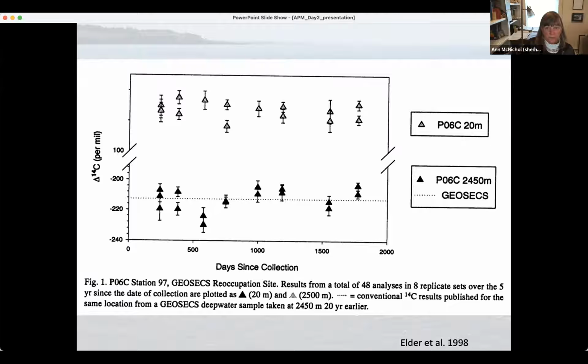And you can see the value you expect for 2450 meters from the GEOSECS results. Everything we measured except for one pair agrees very well. If you include even the pair at approximately 500 days, it's plus or minus 8 per mil. If you exclude that, I actually don't have my notes showing up, it's less than 8 per mil. So this is actually very encouraging.